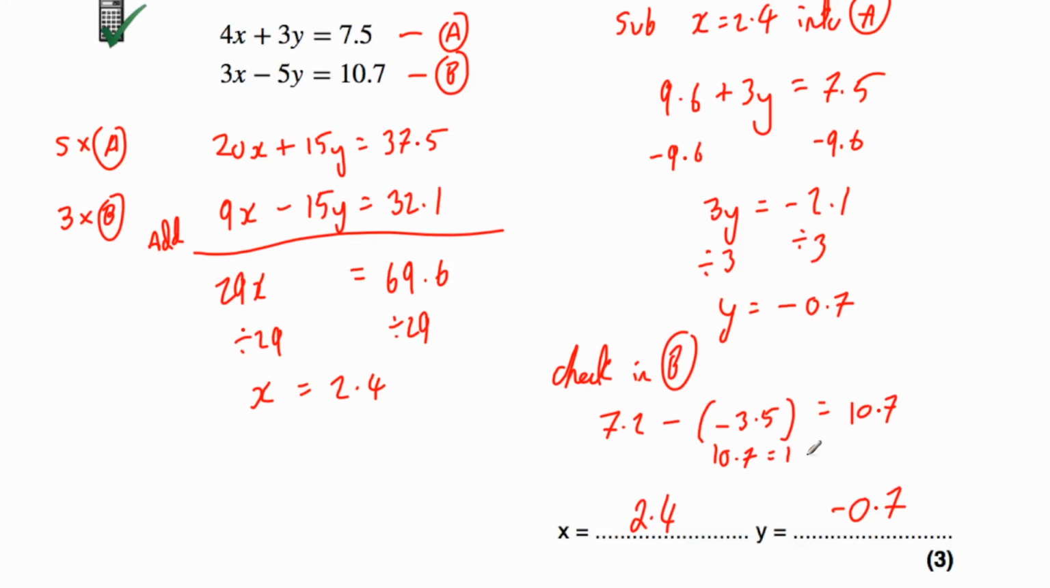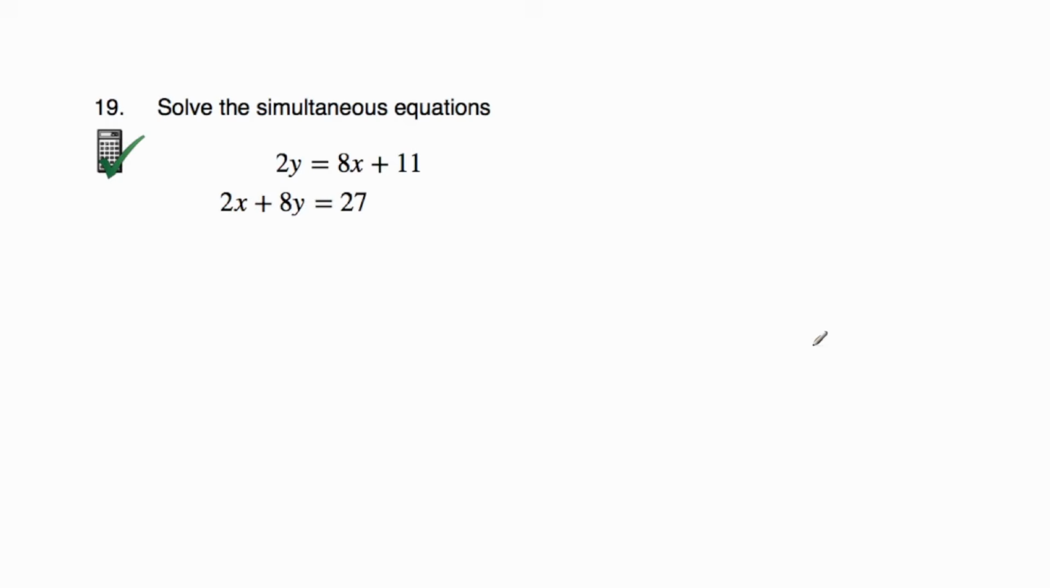So we get 10.7 equals 10.7, so we know we are correct. So our answers are x equals 2.4 and y is equal to minus 0.7. Okay, let's have a look at our next question, question number 19.